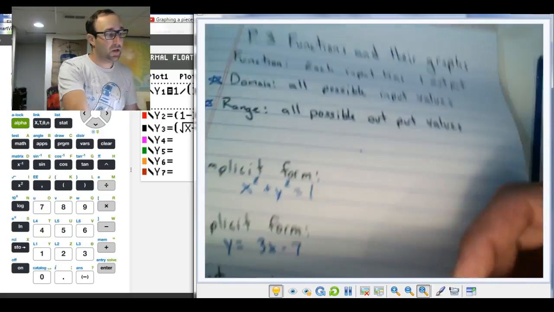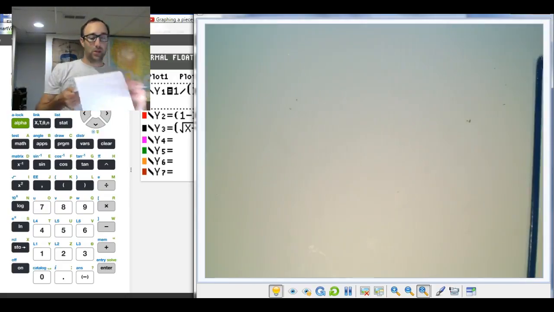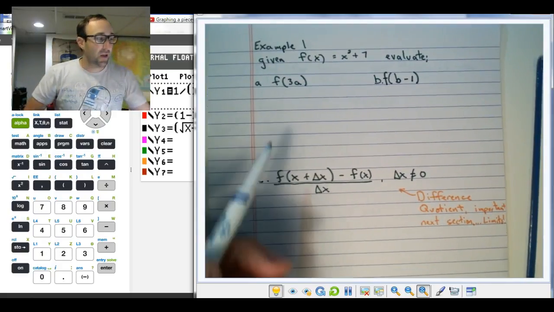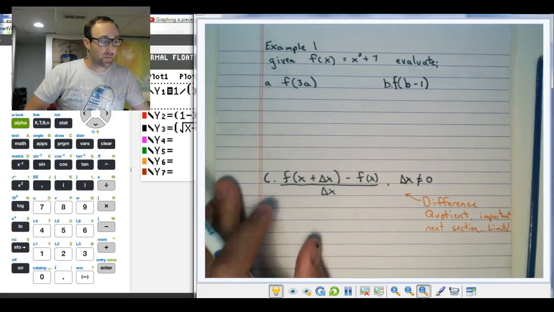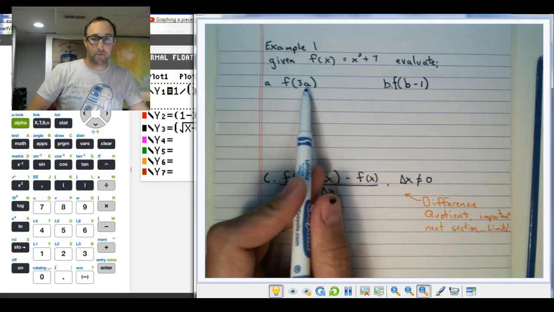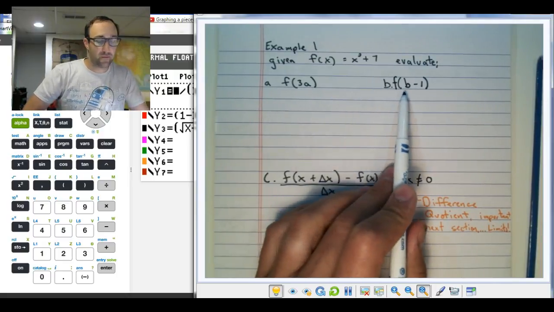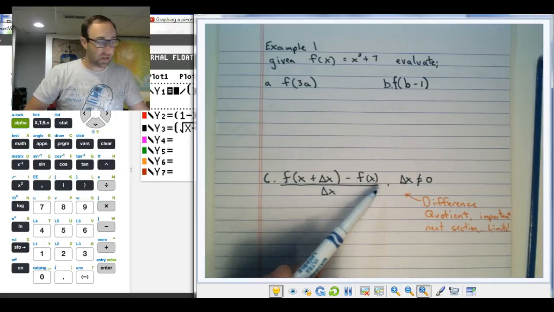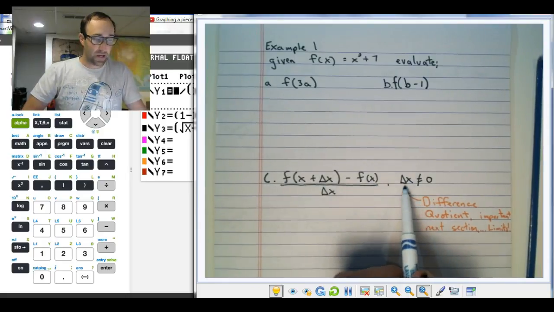Okay, good. Now let's do a couple examples here. Let's look at example 1. This is kind of an important one, especially when you get down to part C. If you're given f of x equals x squared plus 7, we're going to evaluate f of 3a, we're going to evaluate f of b minus 1, and f of x plus delta x minus f of x, all over delta x, when delta x is not equal to 0.